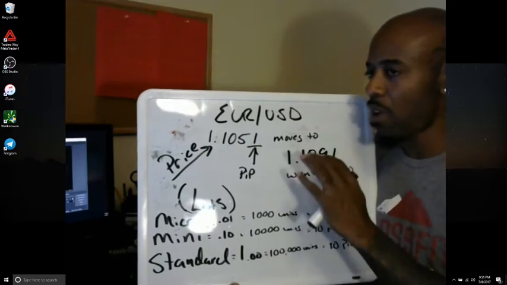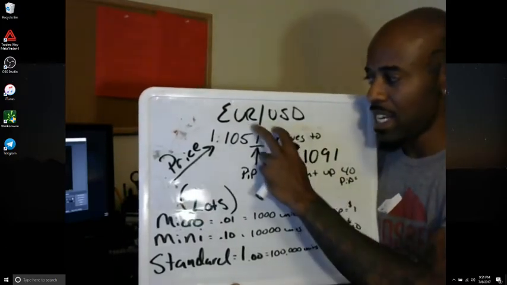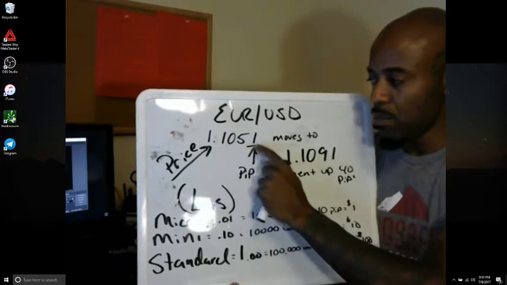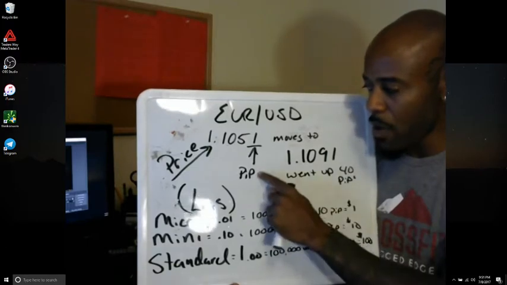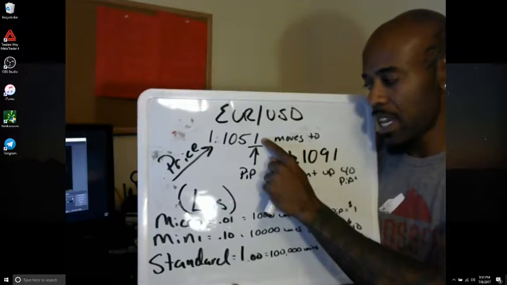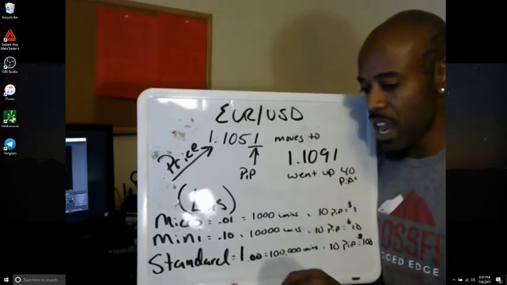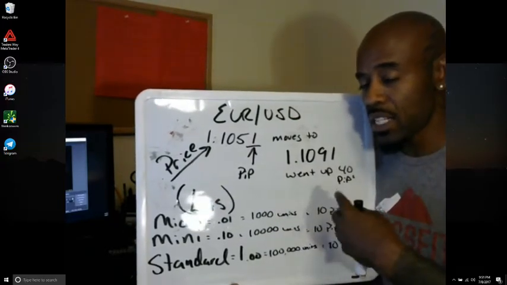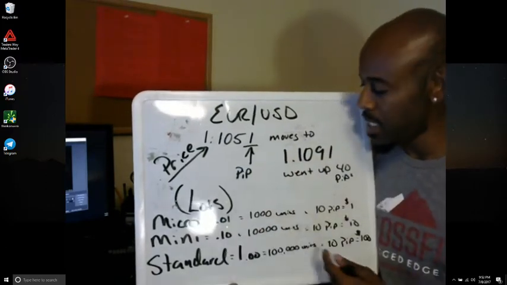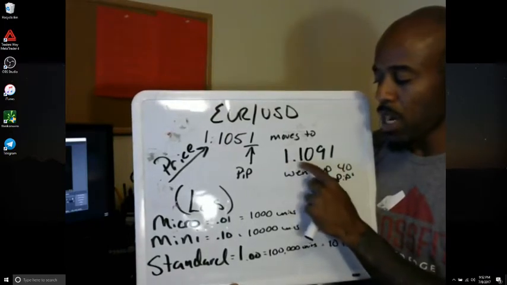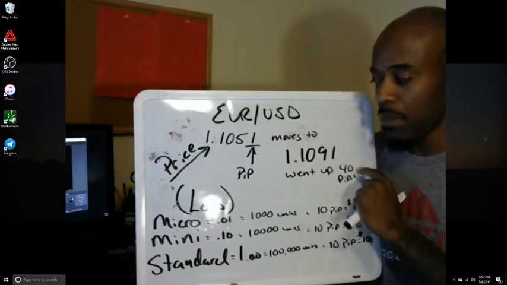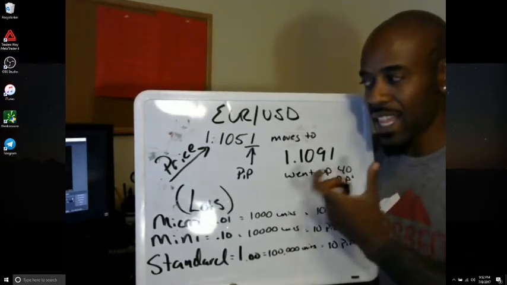So we have a price, a bid price and an asking price that's tied to that pair. As the price moves up or down, we are focusing on that fourth decimal place, that last digit in this number as it increases or decreases. Remember, we can make money as the price goes up or as the price goes down. It's a beautiful thing. This price increases to 1.1091. That is a 40 pip increase. That's how we make our money.